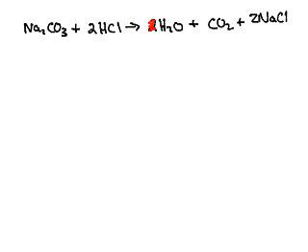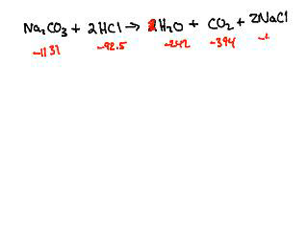All right, so for the sodium carbonate, they did give me the heat of formation. This is a negative 1131. The HCl is negative 92.5. The water is negative 242. This is negative 394, I believe. And the salt, I do not know, but negative 413. What method are you going to use? Products minus reactants. Everybody do it.